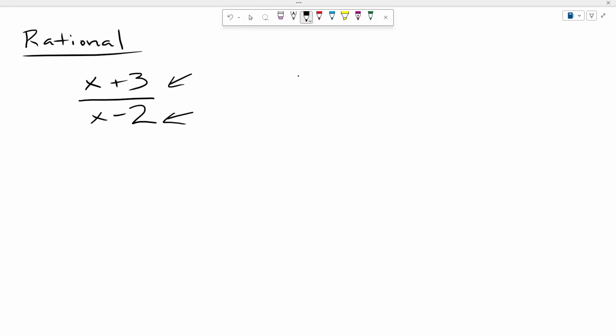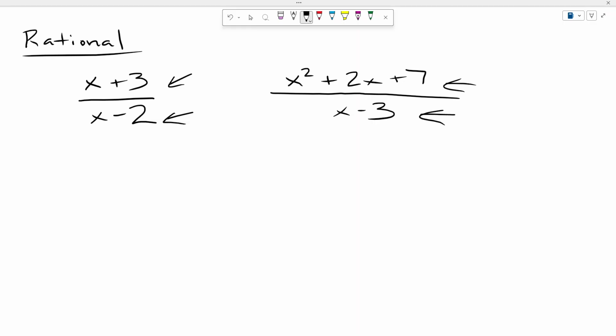Let's see, one more. If we had x squared, 2x plus 7 over x minus 3. Again, this would be a rational expression, which we'd see in our rational equations. We have a polynomial in the numerator and in the denominator.